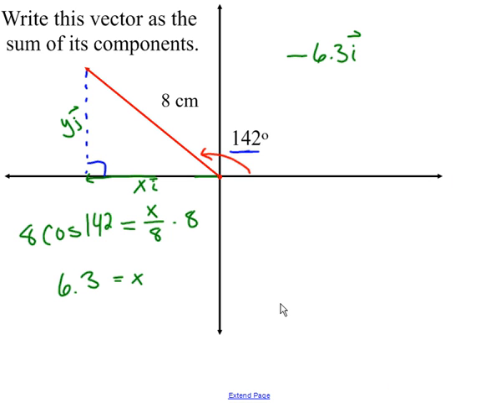Similarly, if I do the y the same way, I take the magnitude of the vector and I do sine of my angle, which is 142, and I type that in, I will get 4.93. And so therefore, this is going to be plus 4.9j.